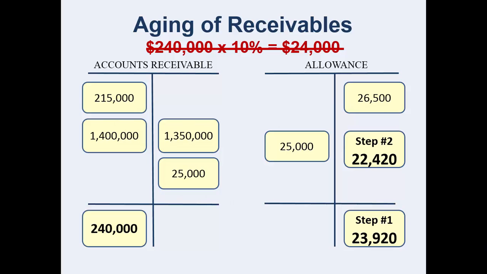And a review of the T accounts and how we came about the numbers. And that is the aging of accounts receivable method.